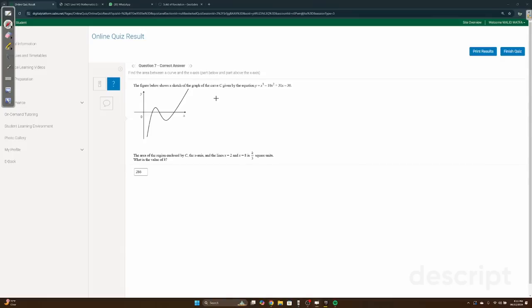The figure below shows a sketch of the graph of the curve C, given by the equation x cubed minus 10x squared plus 31x minus 30. The area of the region enclosed by the curve C, the x-axis, the lines x equals 2 and x equals 8 is k over 3 square units. What is the value of k? Please realize that they didn't label the graph.